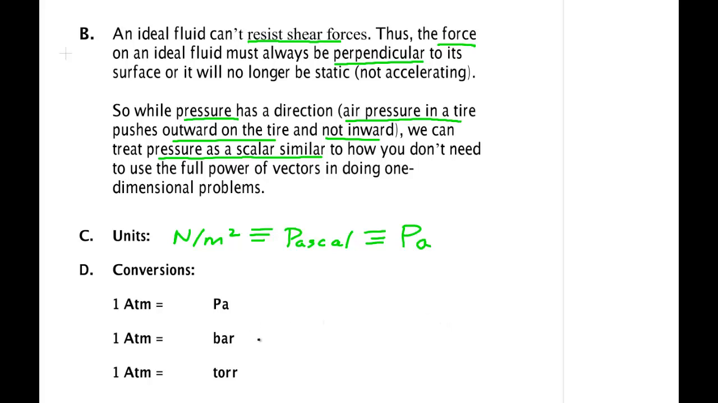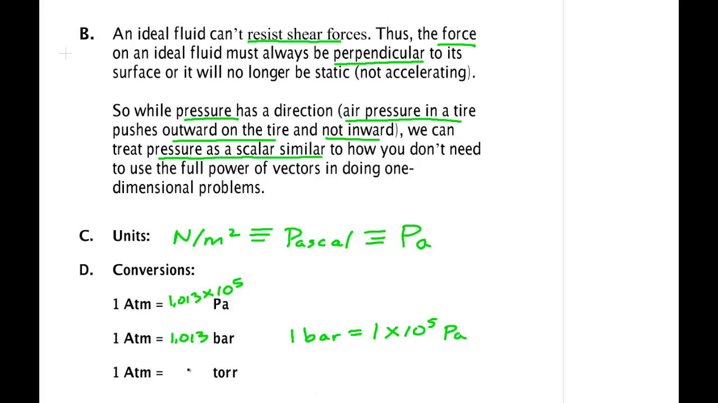Now, a lot of times you're going to have atmospheric pressure in problems. And so we're going to need to be able to put the atmosphere in terms of Pascals. It turns out that the atmosphere is quite a few Pascals. It's 1.013 times 10 to the 5th Pascals. It's also equivalent to 1.013 bar. This is because 1 bar is 1 times 10 to the 5th, 100,000 Pascals.